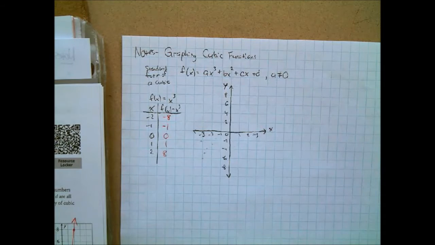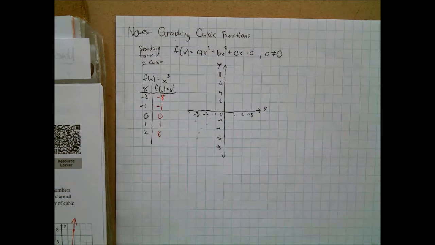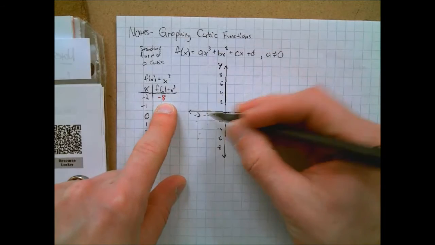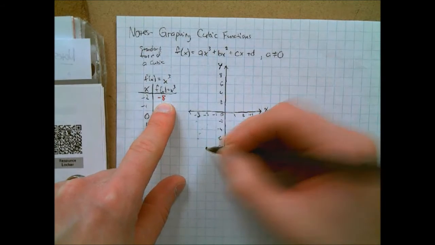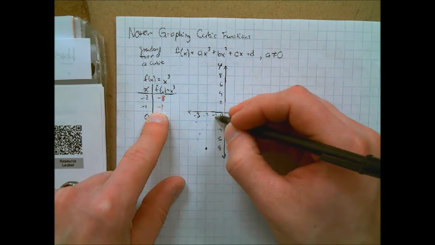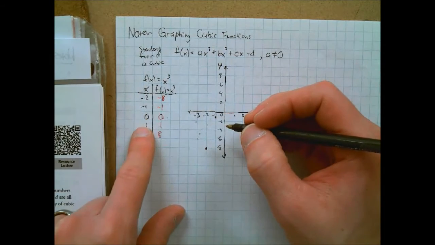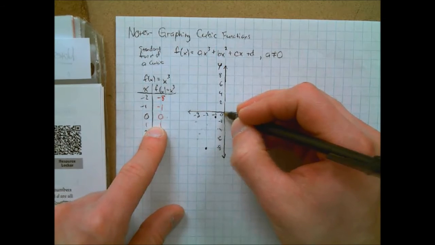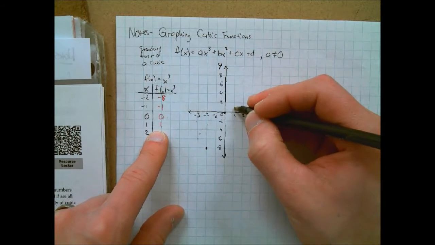All right, so hopefully you got that for your table. If you didn't fill in the table, that's okay. You don't necessarily need it. All right, and then we'll plot these points. So negative 2, negative 8. Negative 1, negative 1. I have to be careful how I graph this because I skip by 2's there. 0, 0. 1, 1, and then I count up by 1's there.